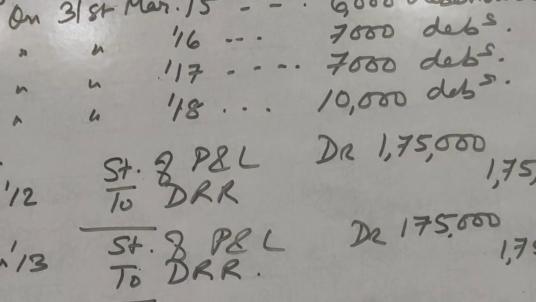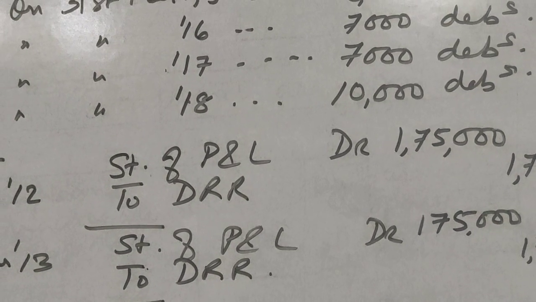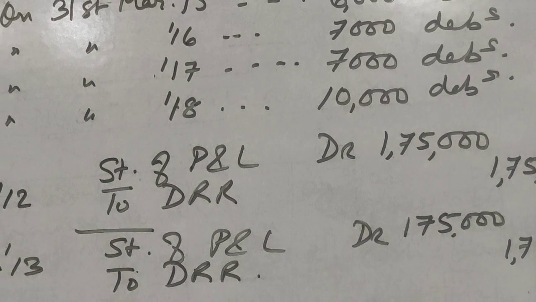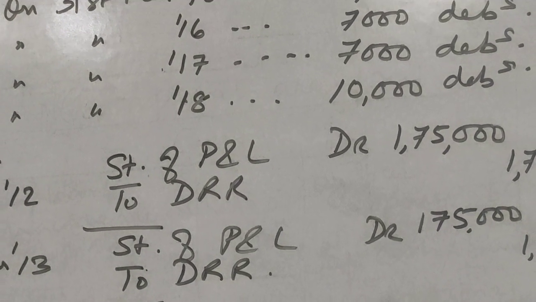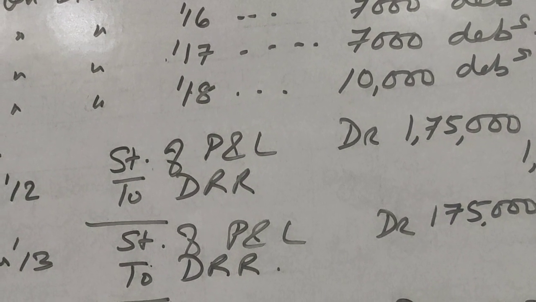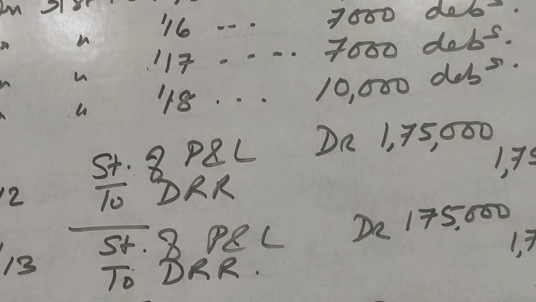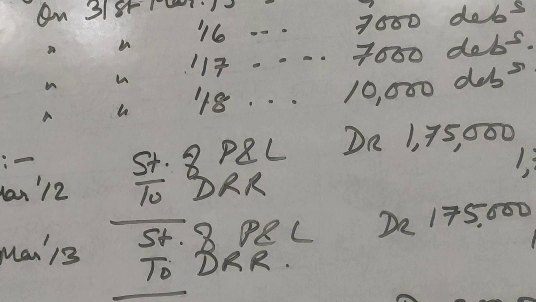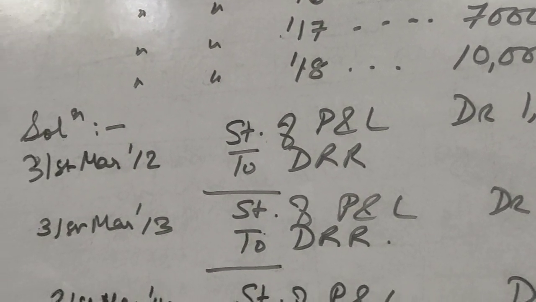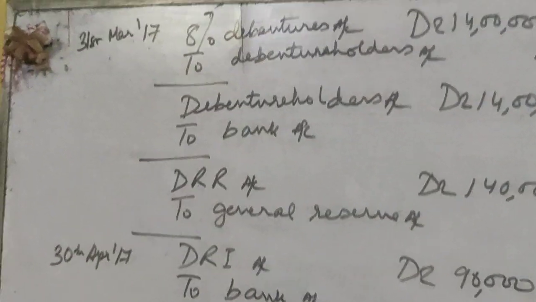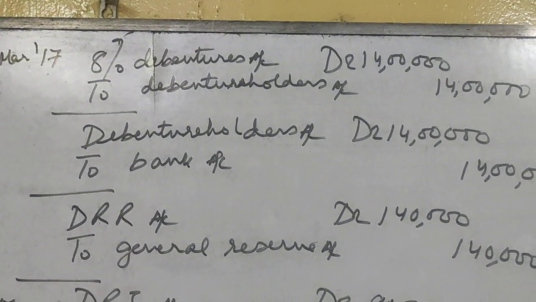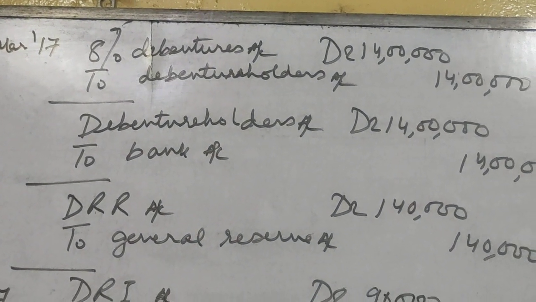Did you understand? We don't have to make any more investment because the value of the debentures to be redeemed is 14 lakh. 15% of that is 2,10,000. We are already having investment up to 2,10,000. So we don't have to make any more investment. So on 31st March 2017, we will pass the entry for the redemption of the debentures.